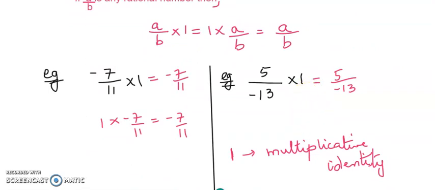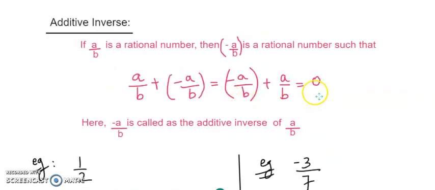Hope this is clear. Now, the next is called additive inverse. So additive means add. So inverse means the opposite of add is subtract. In terms of integers, we can say plus and minus are inverse to each other. So if it's plus 5, the inverse is minus 5. If it is plus 11, the inverse is minus 11. If it is minus 50, the inverse is plus 50. The same rule applies here. If we are taking a by b as my rational number, the additive inverse means just change the sign. It was plus, so put a minus. And when you add these two numbers, the answer should always be 0.